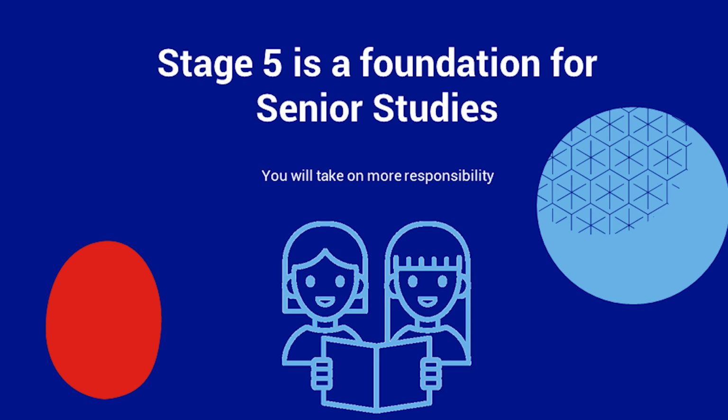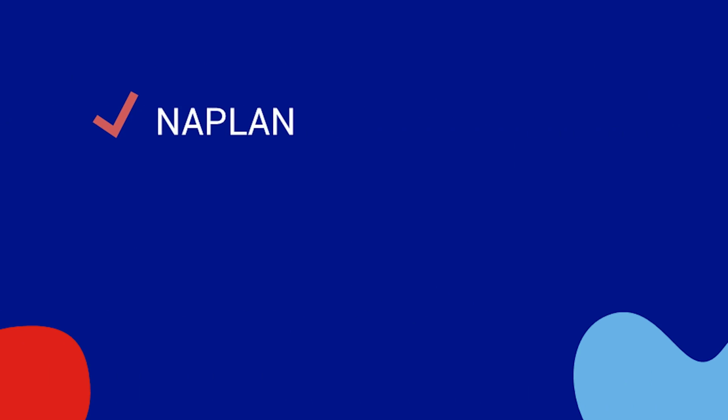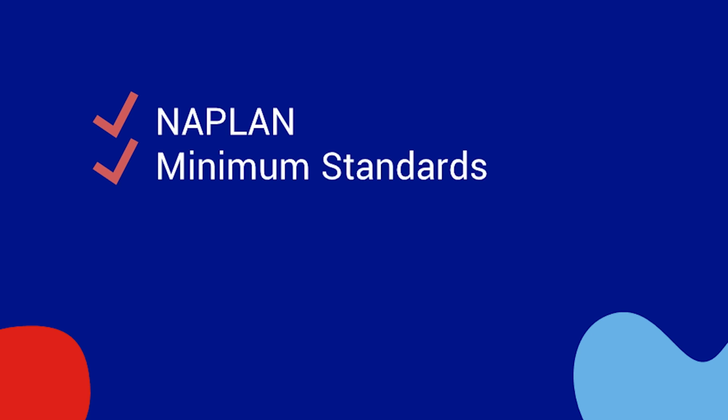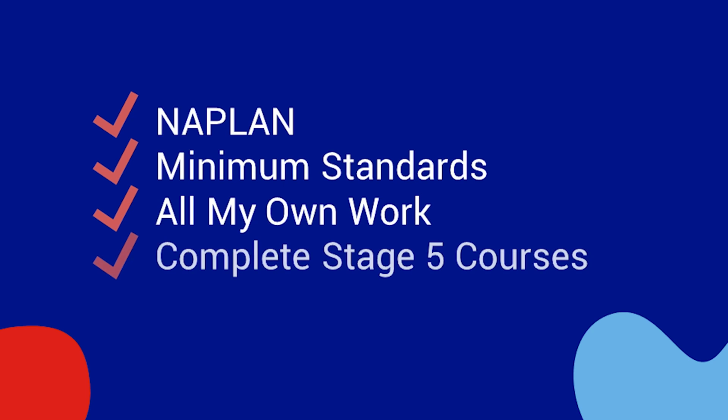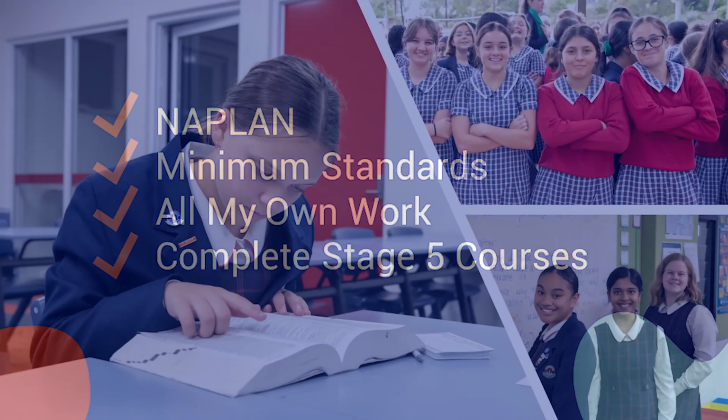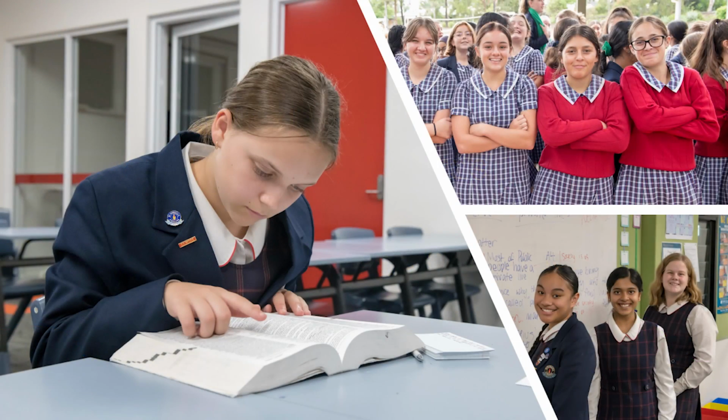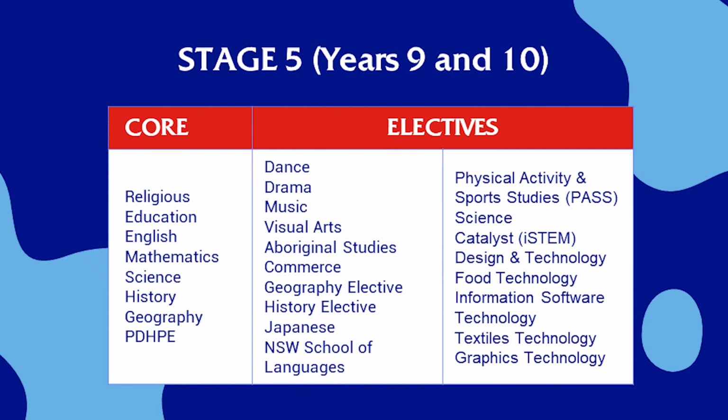Some of these requirements include things like completing the NAPLAN test in Year 9, and then we have the minimum standards test in Year 10. We also have a program called All My Own Work, and as well as these, students must successfully complete their Stage 5 courses. So things like attendance, level of effort and participation all continue to be important for success in Year 9 and 10 and beyond. So what does the Year 9 and 10 curriculum look like?